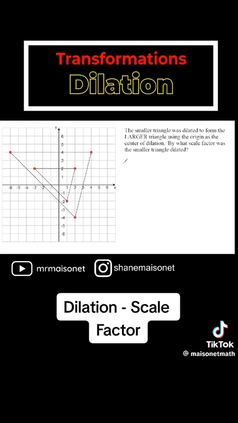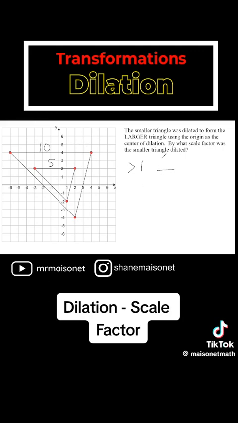All right, this problem states that the smaller triangle was dilated to form the larger triangle, which means we are stretching out our triangle, meaning our scale factor is going to be greater than 1. So once again, let's start with the length of corresponding sides. So I'm going to find the length of this side right here, which is 5, and the length of this side, which goes from -6 all the way to 4, is 10.